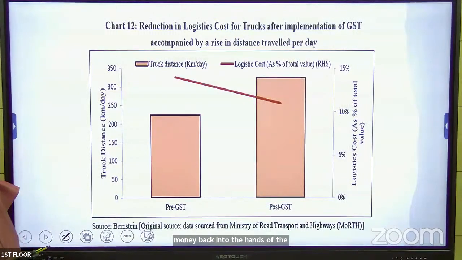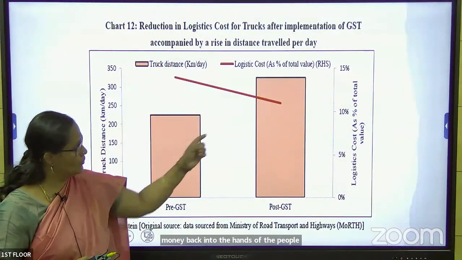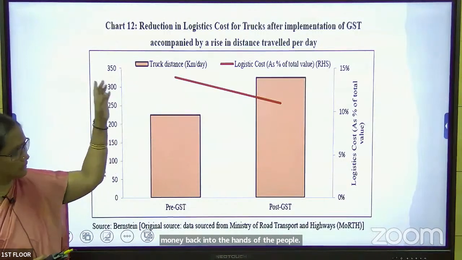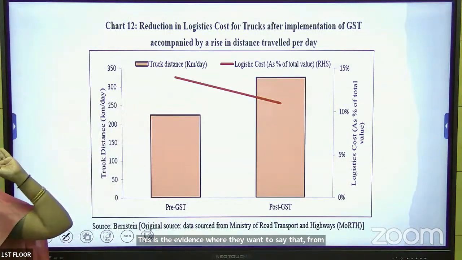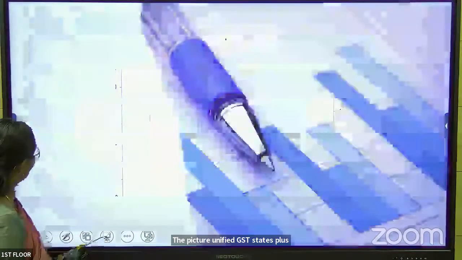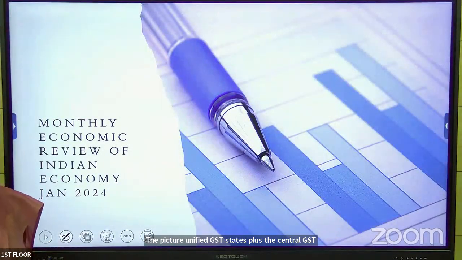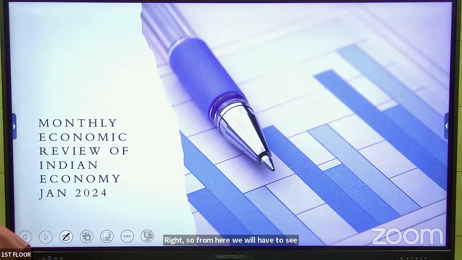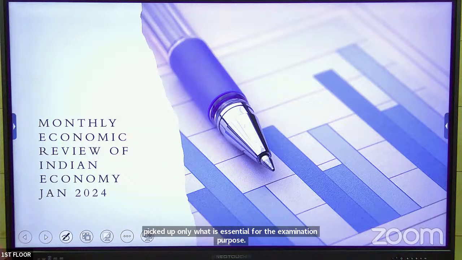This is the evidence where they want to say that from 15%, it is coming closer to 10% logistic cost. That is mainly because of the GST which has come into the picture, unified GST, state plus central GST together. Right. So from here we'll have to see the economic review, which is actually the survey kind of presentation. They have given only 2 major chapters in it, so we have also picked up only what is essential for the examination purpose. Go recharge yourself with a chai and come back. We will continue with the Sabka Vikas. Right?